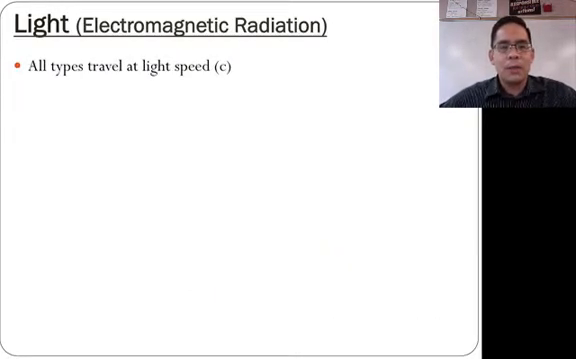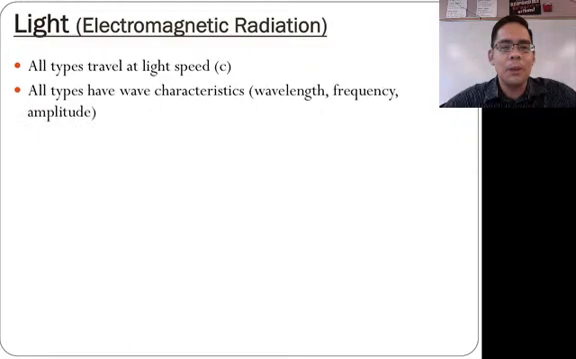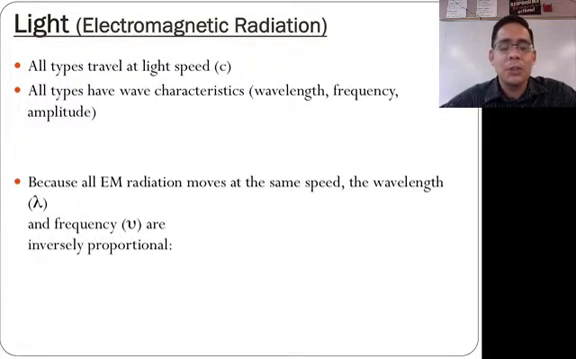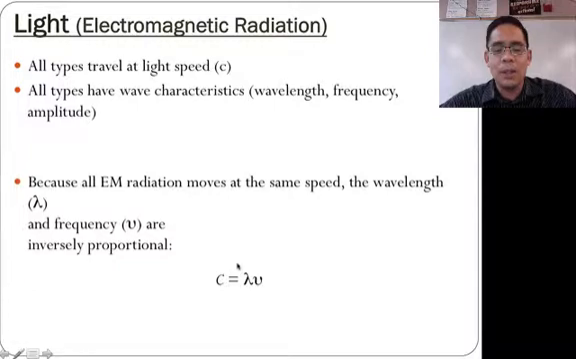So in terms of electromagnetic radiation, just know that all of them travel at the speed of light. Okay, that's an important concept to remember. All types have wave characteristics: they have wavelength, frequency, and amplitude. Because all EM radiation moves at the same speed, the wavelength and frequency are inversely proportional. Again, there's the formula: c equals lambda times frequency. Keep in mind that if your wavelength is not in meters, you need to convert it to meters. Most of the time you'll see it in nanometers, so you're going to have to convert nanometers to meters. Frequency will typically be in hertz, so you won't have to convert those.